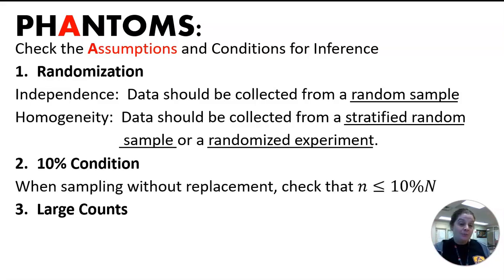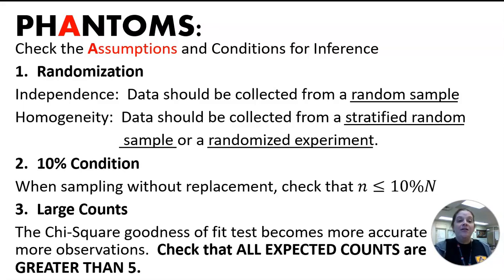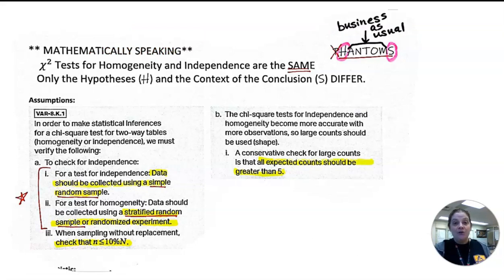Your 10% condition, if you are sampling without replacement, you got to make sure those samples are less than 10% of the population. And the large counts condition, remember all expected counts have to be greater than 5. So same as before. And you can see these, here's what it looks like in the College Board from them. That's what they say you're supposed to be checking.